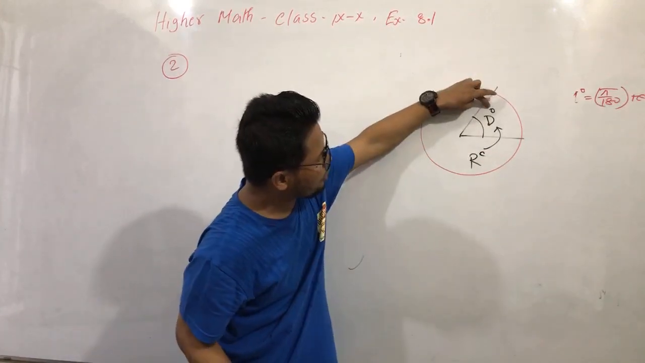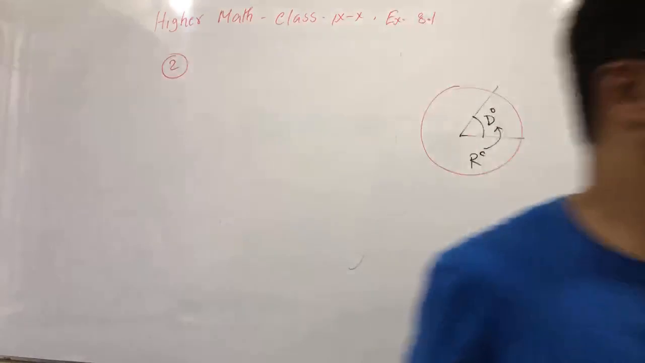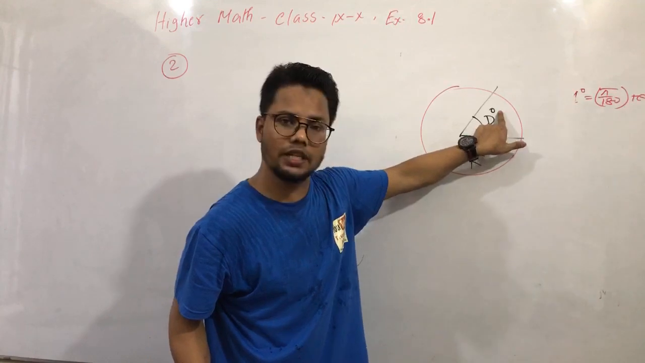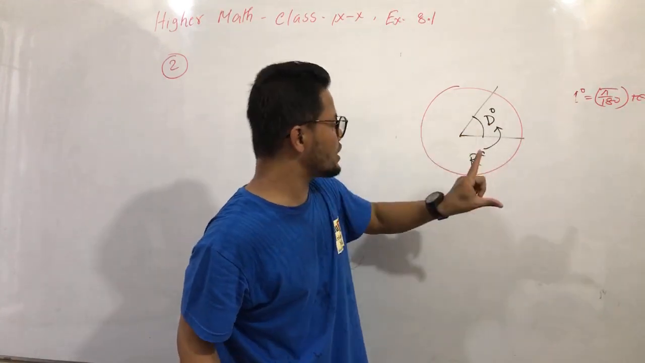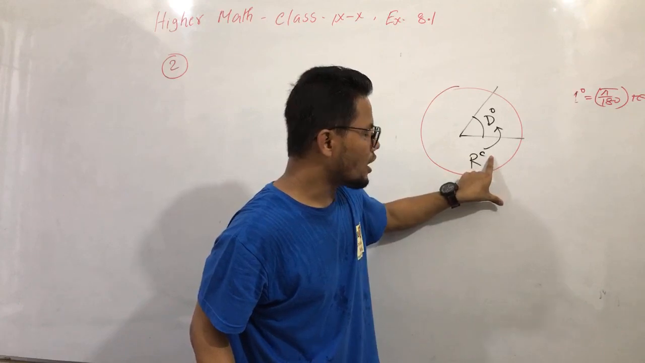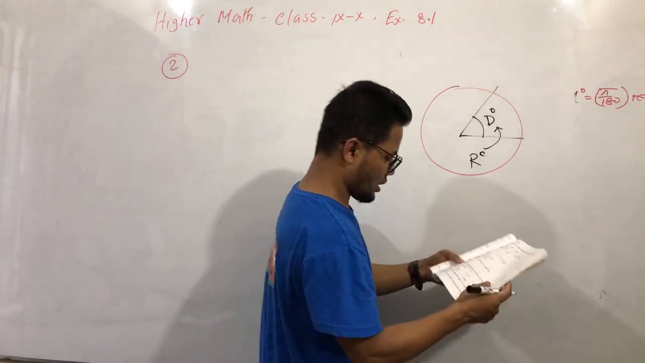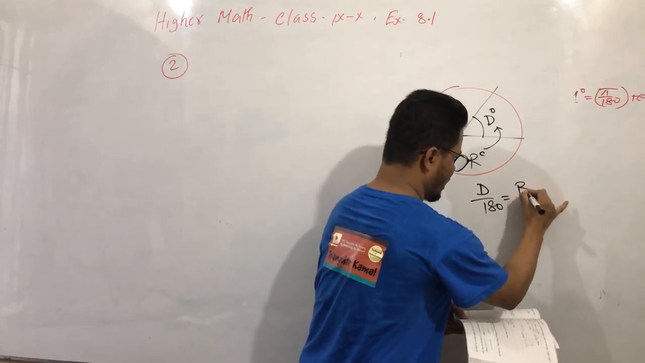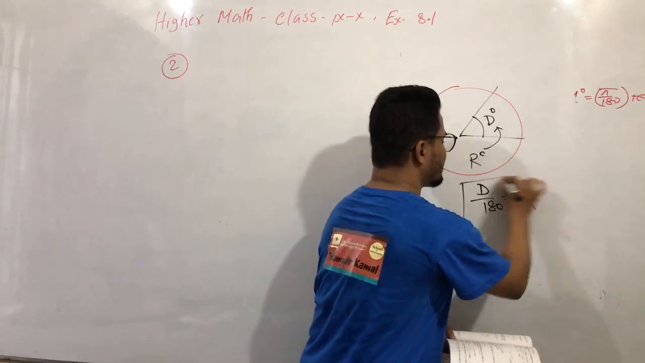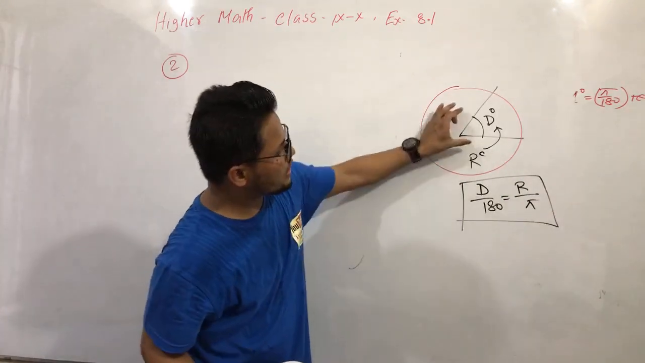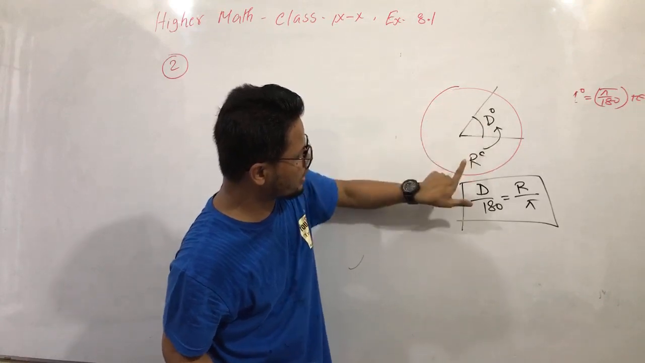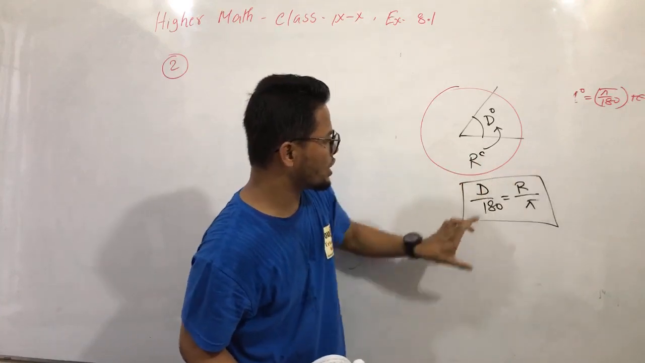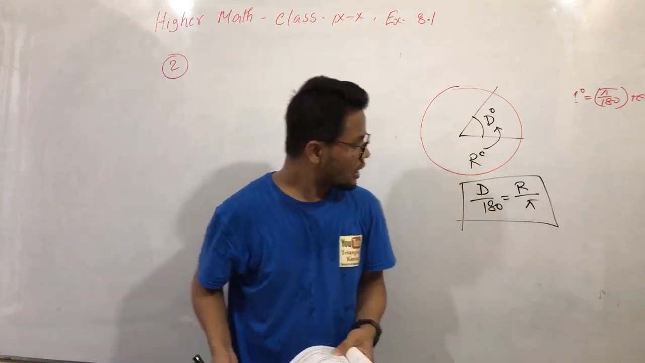The same angle, when we consider it as a degree, will be d degree, and the same angle when we consider it as a radian will be r to the power c. Then show that d by 180 equals r by pi. This is our requirement number 2: an angle is given in both cases, d degree, and in terms of radian r to the power c. Then the requirement is to show that d by 180 equals r by pi.